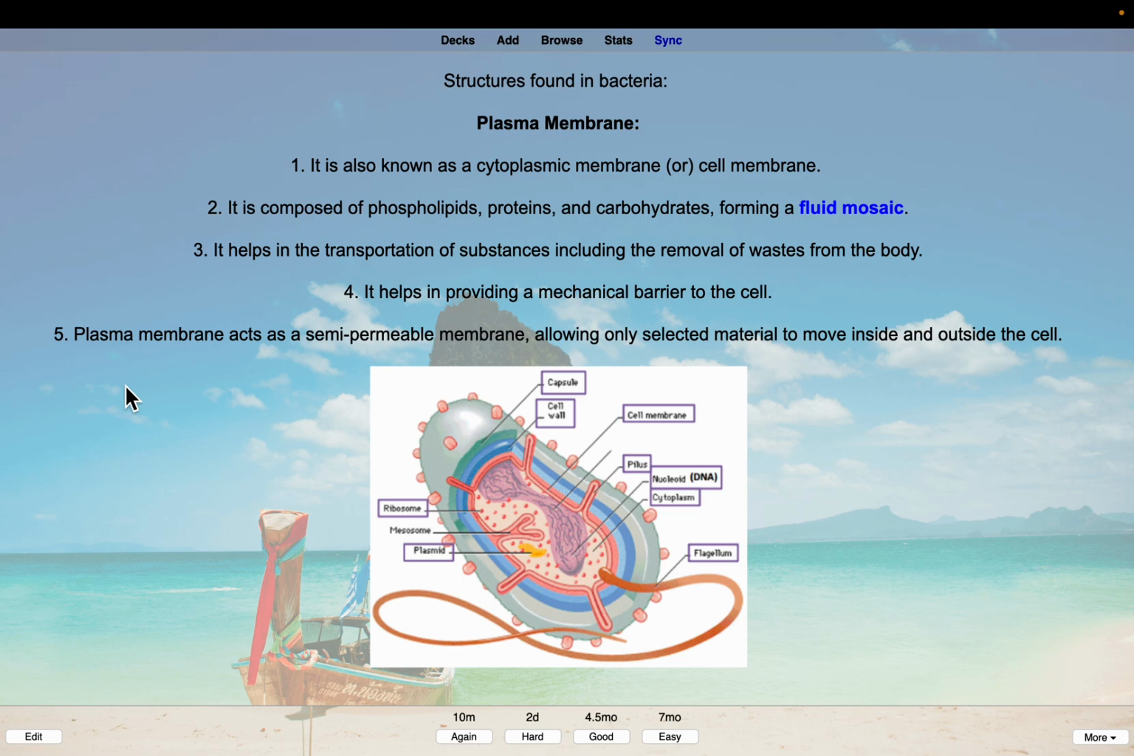Fifth, plasma membrane acts as a semi-permeable membrane. Like what I said, it doesn't accept everyone from outside, and it's not designed to let everyone from inside exit. So, yeah, it only allows selected material to move inside and outside the cell. That's what I just said.